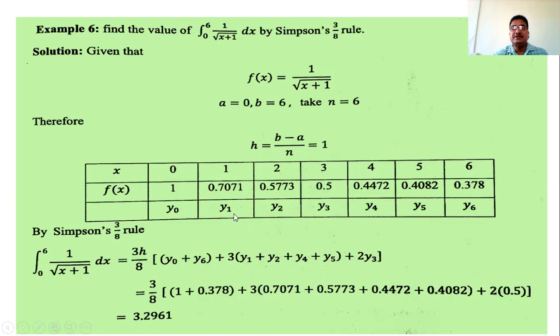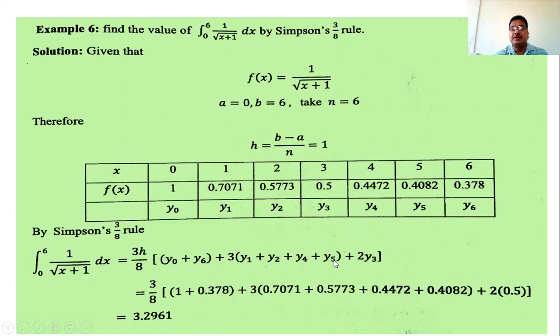So what are the values of y whose suffixes are not 3 or multiples of 3? That is y1, y2. This y3, its suffix is 3, so don't write it here. Then y4, y5. The y6 is the last value, so it is in the first bracket.